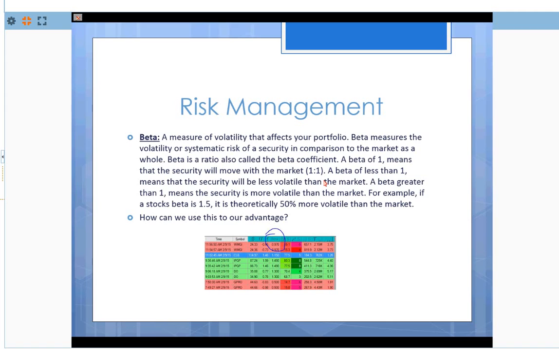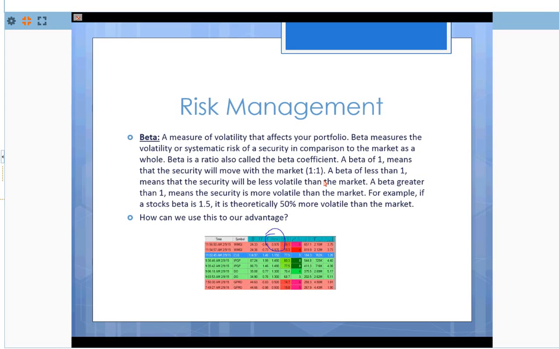Beta measures the volatility or systematic risk of a security in comparison to the market as a whole. That means beta is a ratio, and it's called the beta coefficient. A beta of 1 means that the security will move with the market 1-to-1. A beta of less than 1 means the security is less volatile than the market, and conversely, a beta greater than 1 means that a security is more volatile than the market. So if a stock has a beta of 1.5, in theory, it's 50% more volatile than the market.